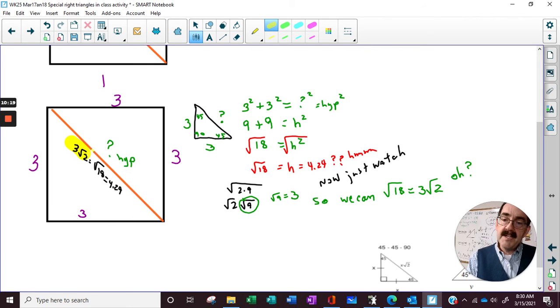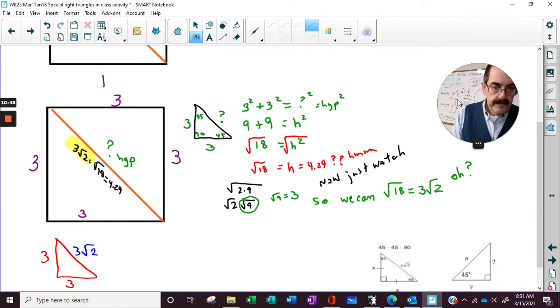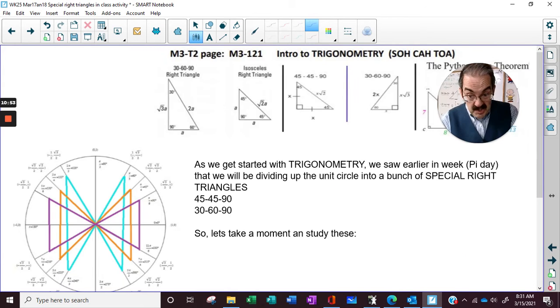I want everybody to make a big deal about this 3 radical 2. Then, I would like you to rewrite it. Just redraw it. 3, 3, 3 radical 2. Okay? Now, look at all that math on the board. Every time we have a right triangle, we've got to use the Pythagorean Theorem. No, no, no, no, no. And we're going to use these special right triangles a lot.